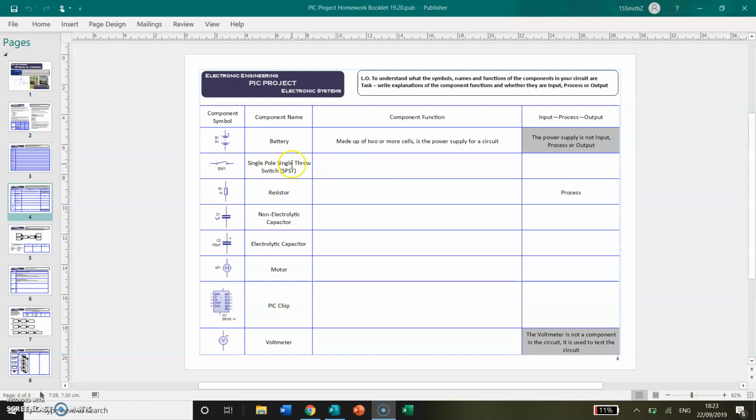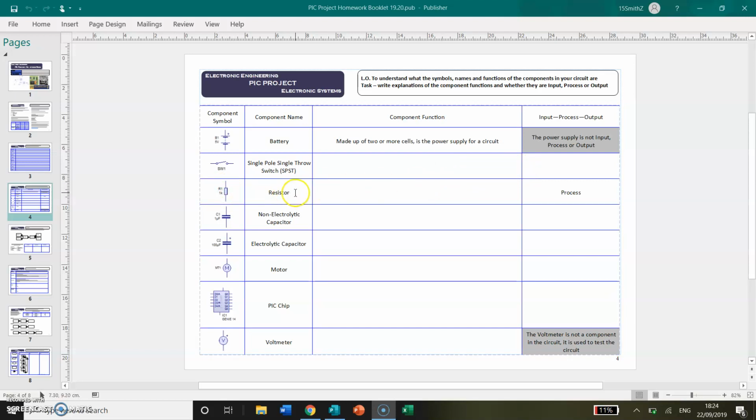So we've got here a single pole, single throw switch. There's going to be two SPSTs on your circuit. This is the symbol for the single pole, single throw switch. The pole is this side where the power supply or the signal is coming in, and the throw is the connectors that the switch can touch on the other side. So single pole, single throw. Basically, we're using a micro switch, and as soon as our switch hits something, it will close, and that will give a signal to the PIC chip.